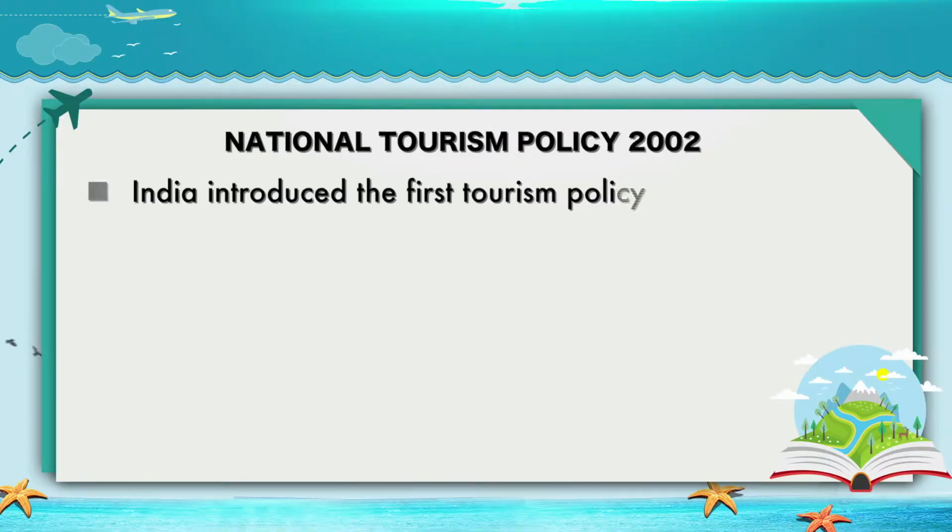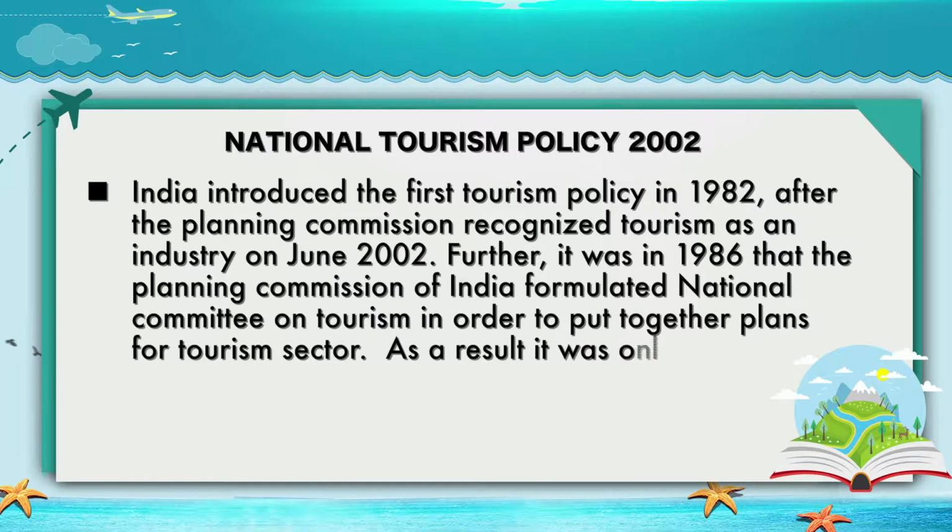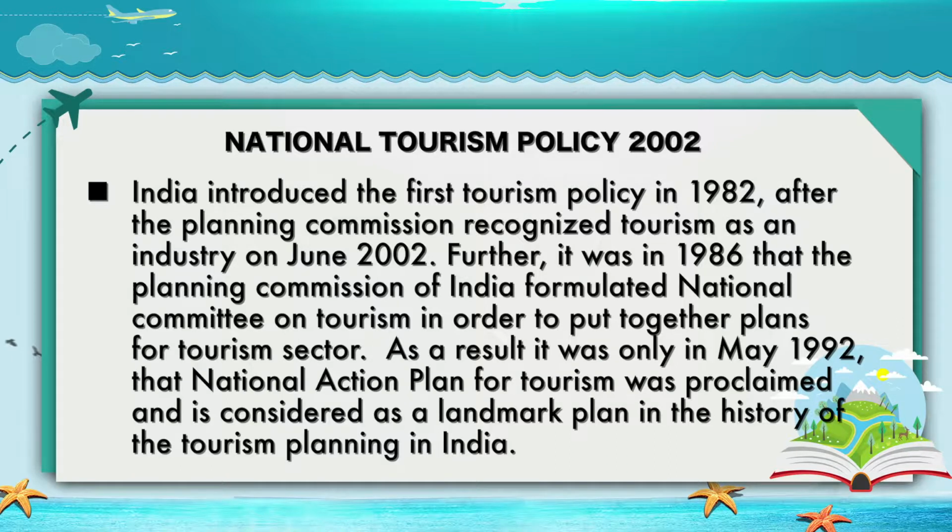India introduced the first tourism policy in 1982 after the Planning Commission recognized tourism as an industry. Further, it was in 1986 that the Planning Commission of India formulated the National Committee on Tourism in order to put together plans for the tourism sector. As a result, it was only in May 1992 that the National Action Plan for Tourism was proclaimed and is considered a landmark plan in the history of tourism planning in India.